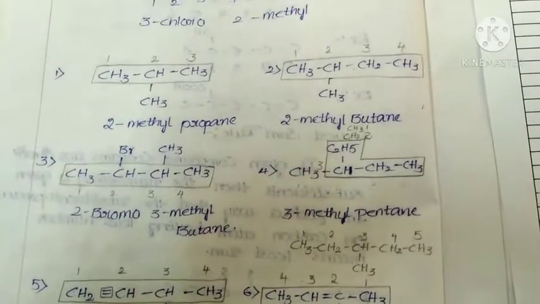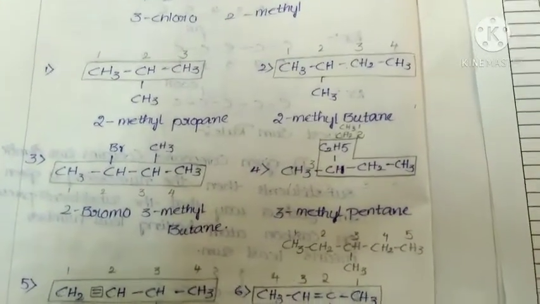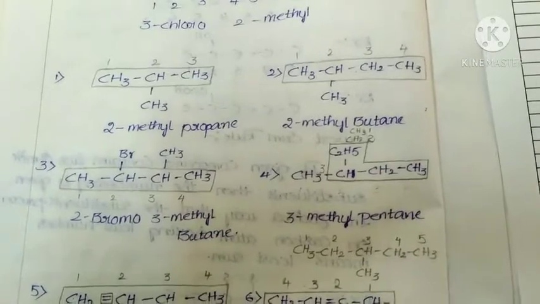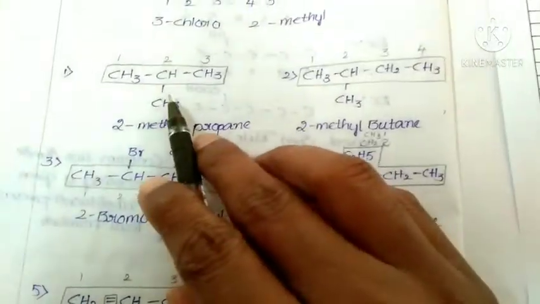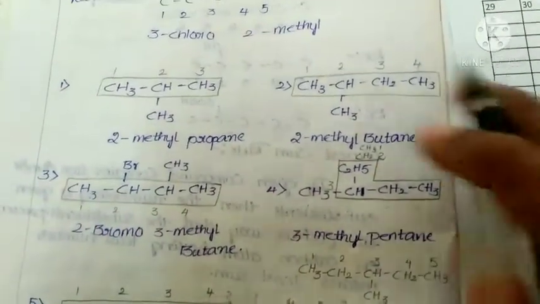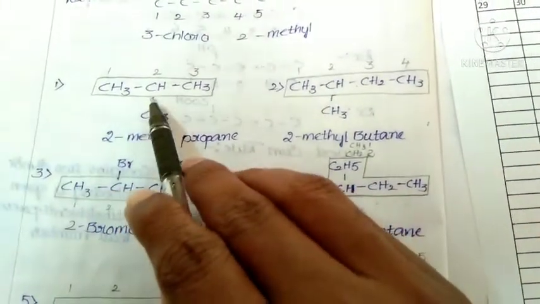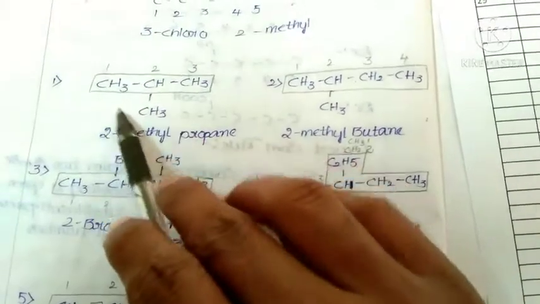Good morning, students. Now I am going to discuss the IUPAC names of organic compounds. See, this is the first example. What is given? CH3, CH, CH3, CH3. So this is the given organic compound.